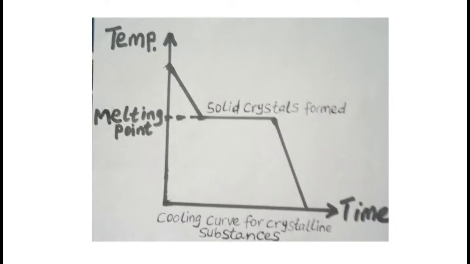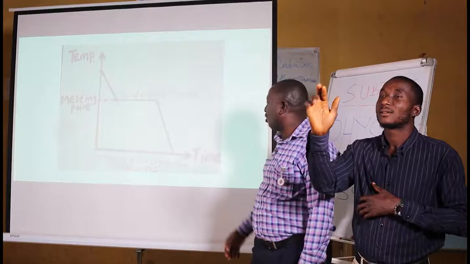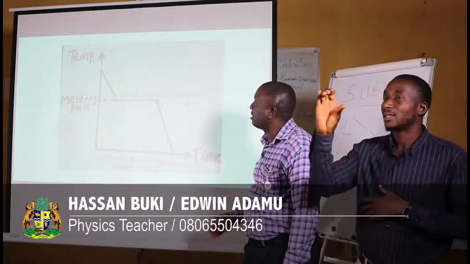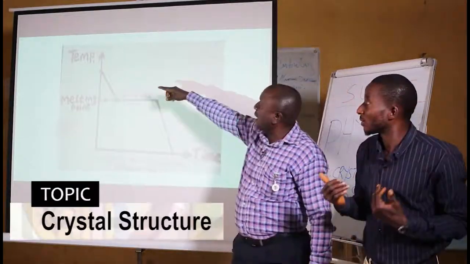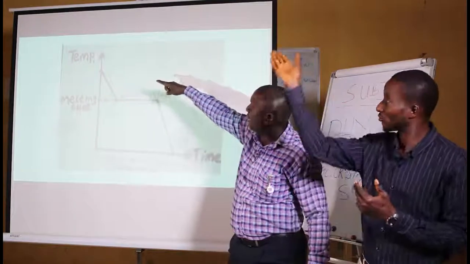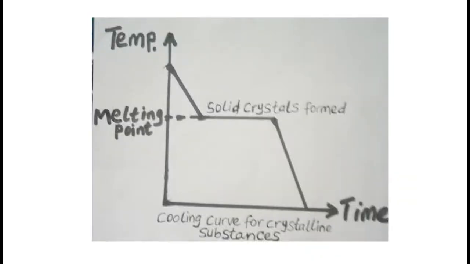Here we have the graph, the cooling curve for crystalline substances. We have temperature against time. On the vertical axis, at that point, we could see that the substance starts cooling. At its melting point, which is the horizontal line, the solid crystal is being formed at that point. Then, from this point downward, the cooling continues until it is completely solid.